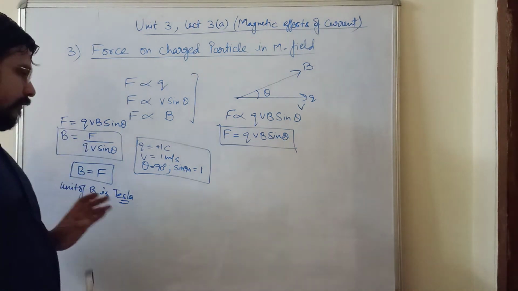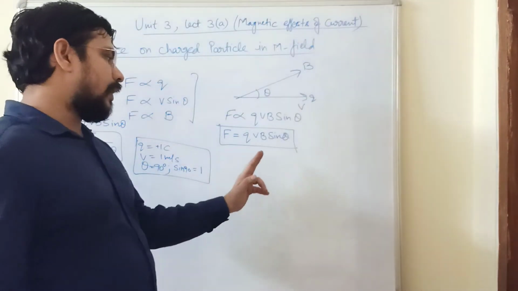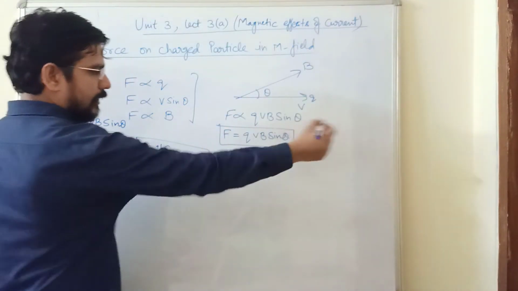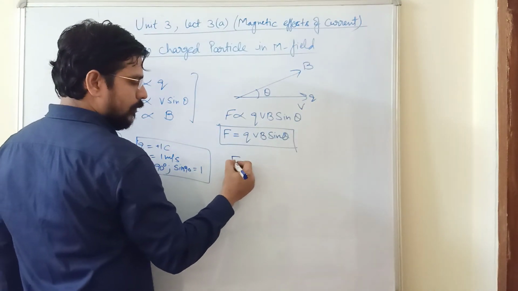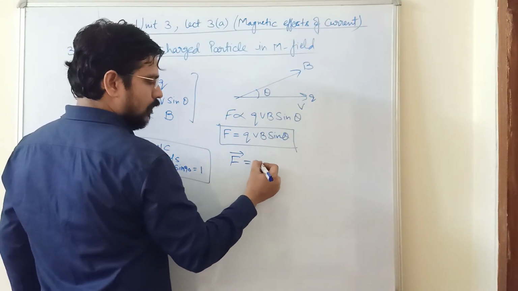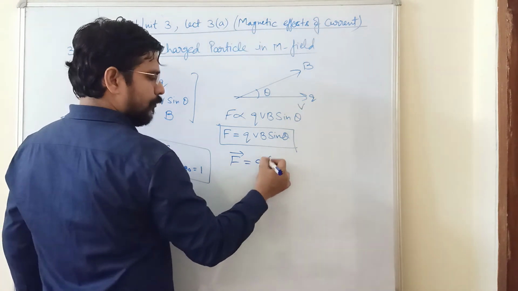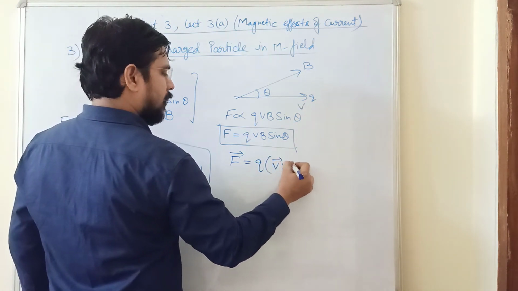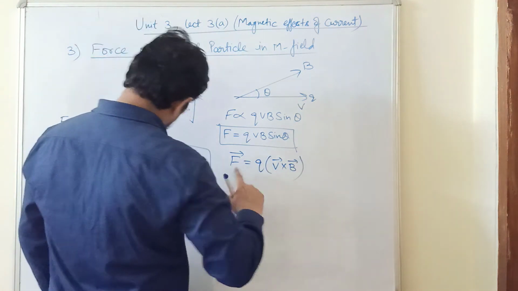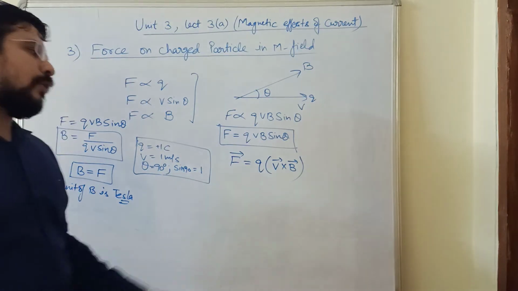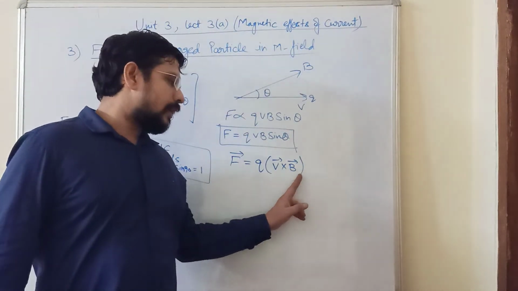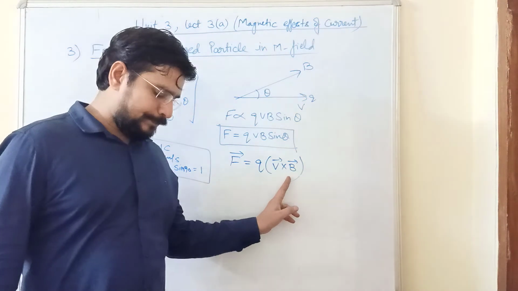And the second point which I told you about is the direction. How can we find out the direction? If I write this equation in vector form, it is going to be like this: F vector is equal to Q V cross B. And you cannot change the order of this cross product, because we know that A cross B is not equal to B cross A. This is V cross B.